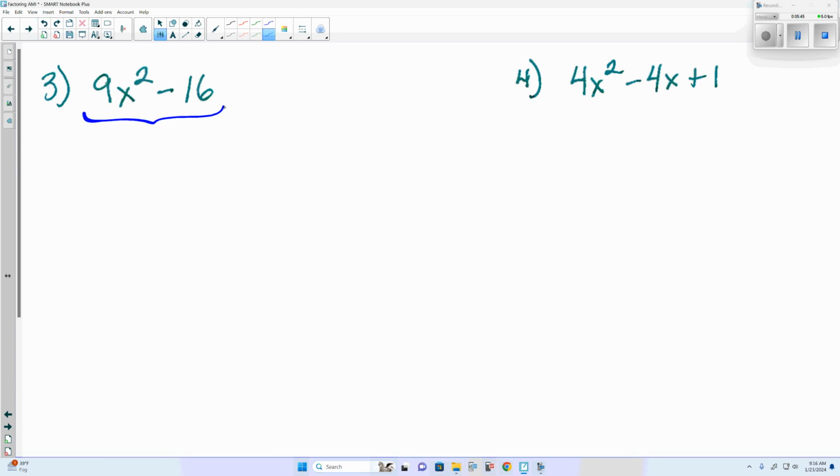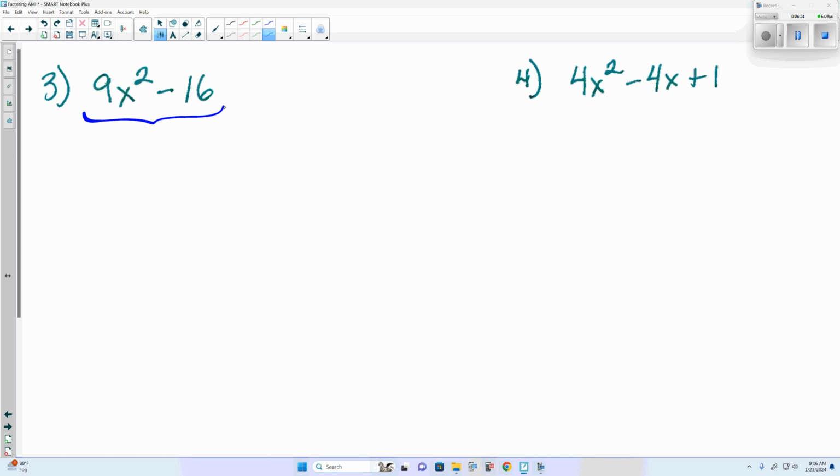Because if we have two terms and they're being subtracted, we could have a difference of perfect squares or a difference of perfect cubes. One of the main telling signs is, if it's a difference of perfect cubes, the variable should have an exponent of 3. Difference of perfect squares, the exponent with the variable should be 2. So that's one of the giveaways there. Now, even with these here, we still should look for a greatest common factor. Well, 9 and 16 do not have one.